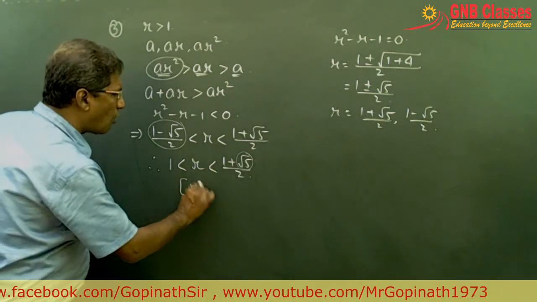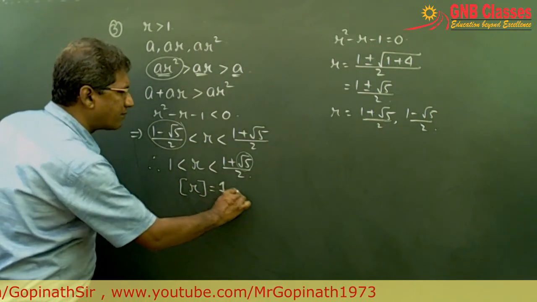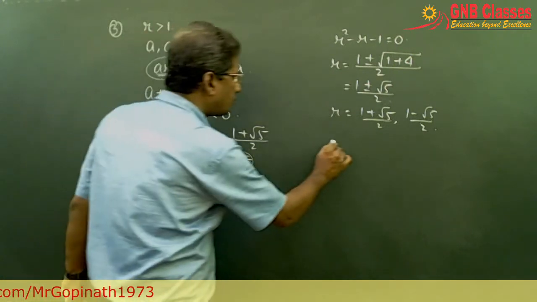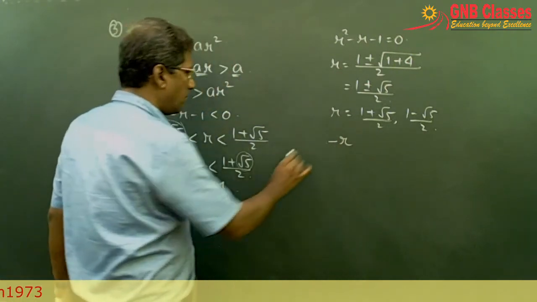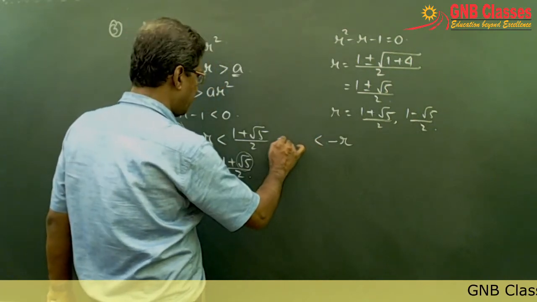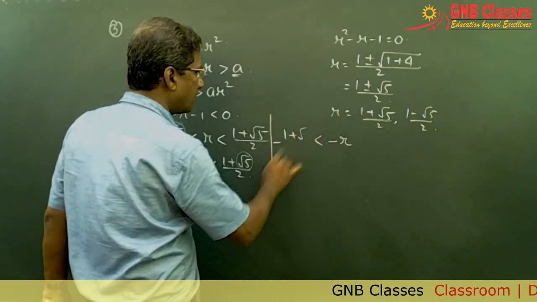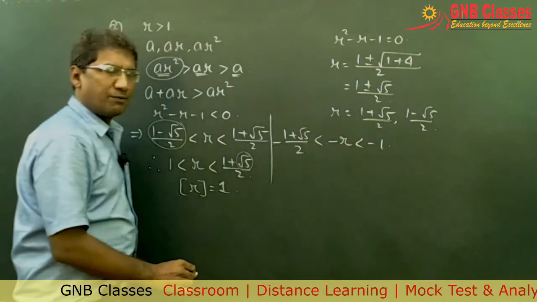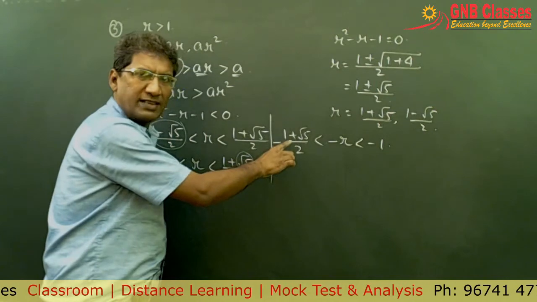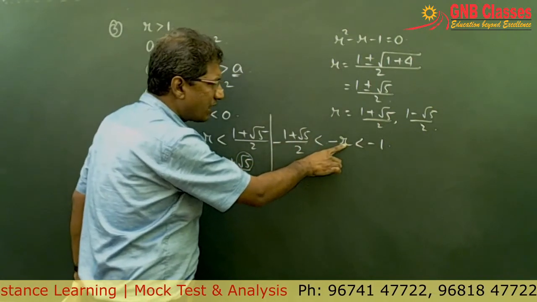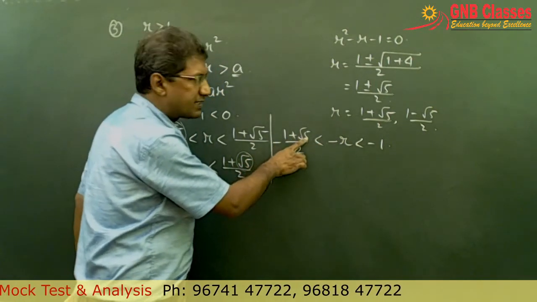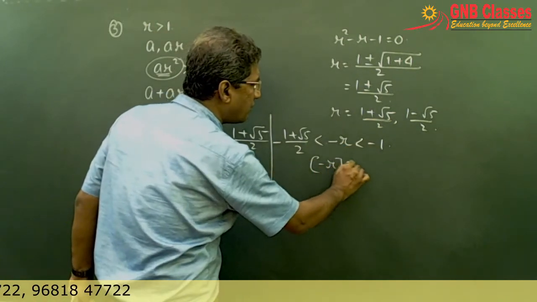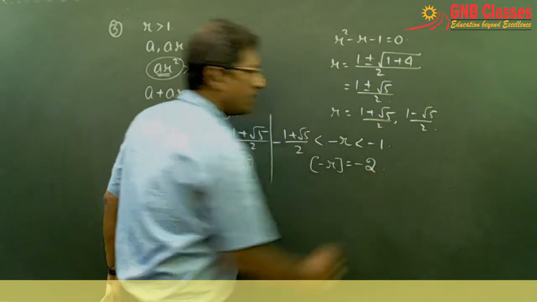So R is lying between 1 and 1 point something. Therefore, your box R will give you nothing but 1. Am I correct? Box R will give you nothing but 1. Now, what about your minus R? Minus R will lie between minus 1 point something and minus 1, am I correct? Therefore, your box of minus R will give you nothing but minus 2.